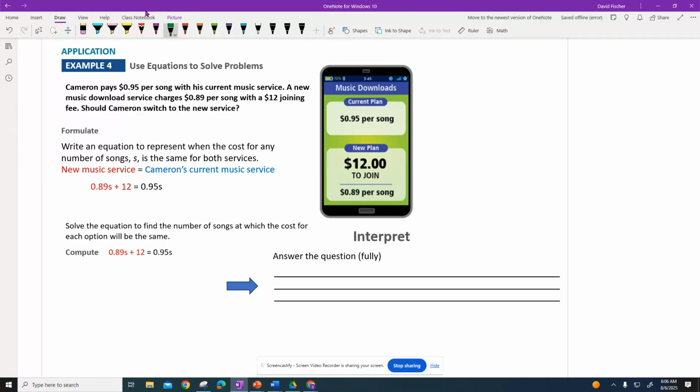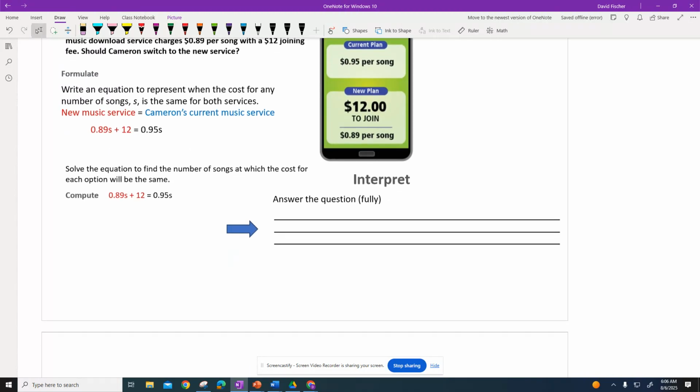So let's go down here and compute this real quick. Let's get this 89 cents S's over there. So let's minus 0.89 S's on both sides. And now we've got 12 equals 95 take away 89. I'm getting 0.06 S. I want the S by itself, so I want to divide by 0.06. 12 divided by 0.06 equals 200.